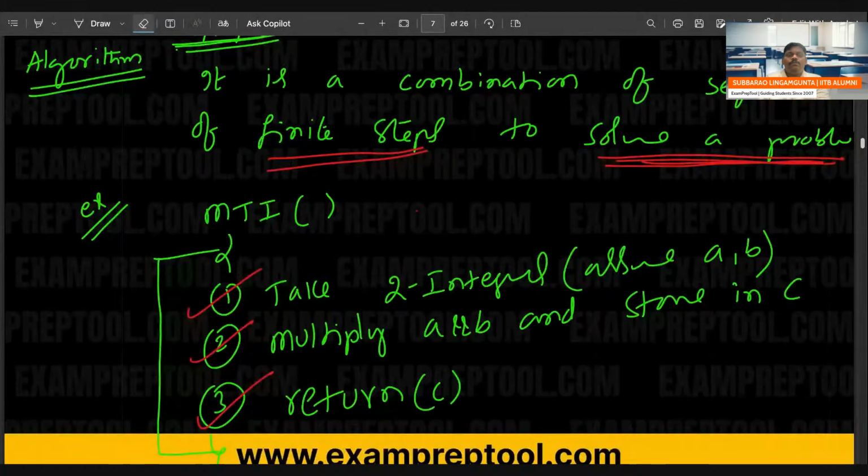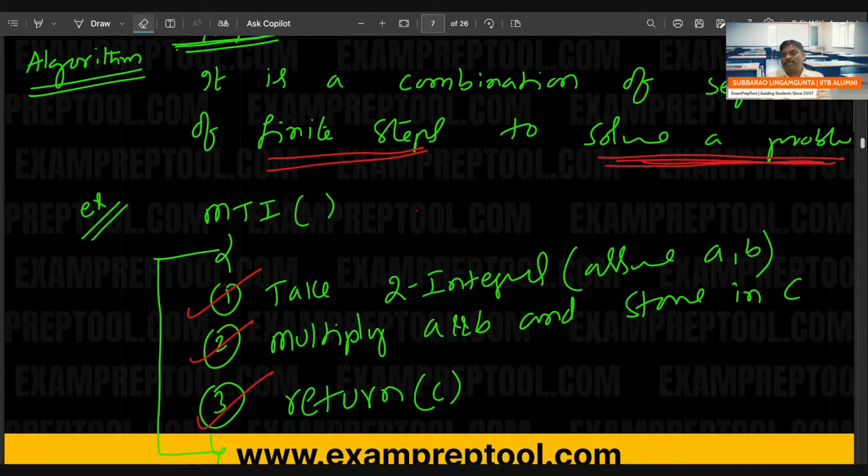Everyone check. I started with the definition. It is a combination of a sequence of finite steps to solve a problem. Right? So next one.